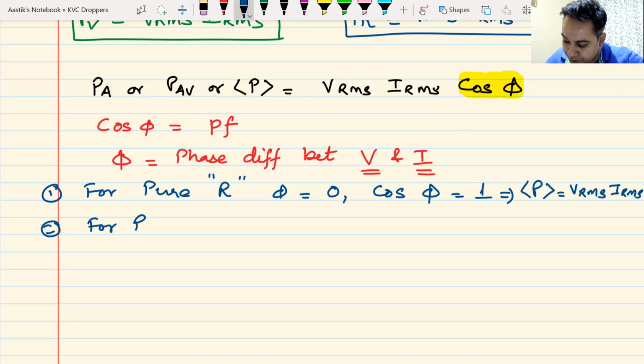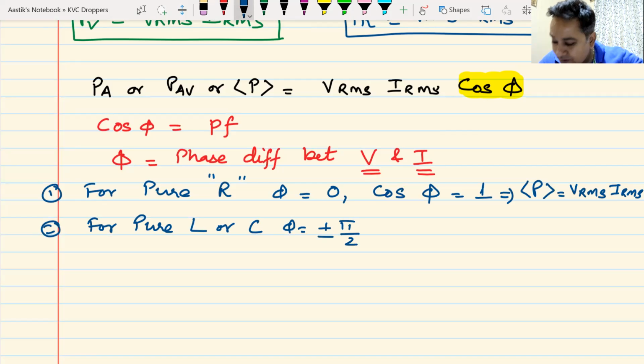For pure L or pure C, the value of this phi is plus or minus pi by 2. Why am I saying plus or minus pi by 2? In one case, voltage is leading, in the case of an inductor. In the other case, the voltage is lagging, in the case of a capacitor. So plus pi by 2 or minus pi by 2.